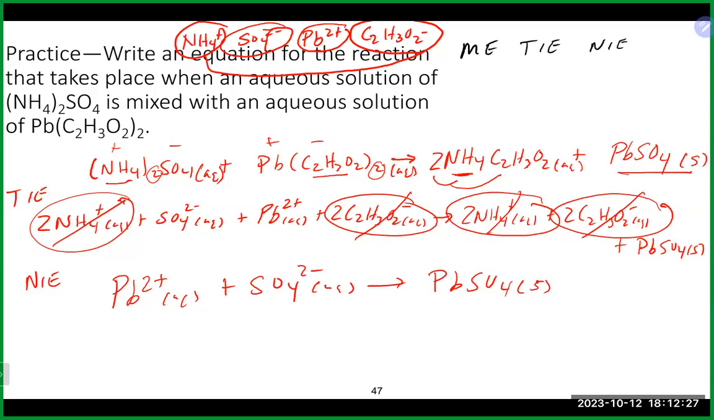Clearly, you need to be able to write the back end of the reaction. Yes, you need to be able to balance it. You need to be able to write the total ionic equation, find the spectator ions, and write the net ionic equation. Any questions?